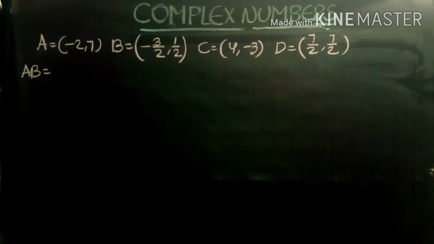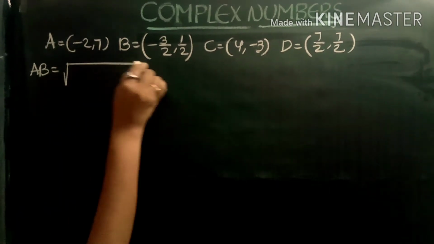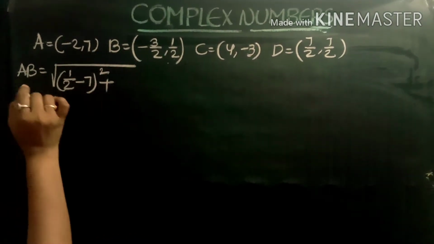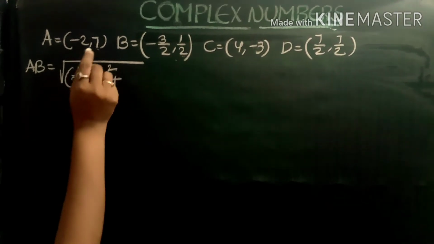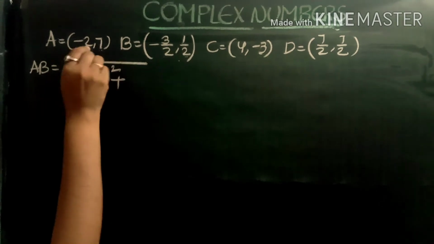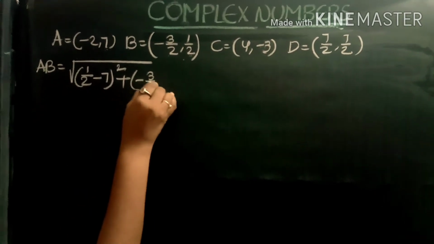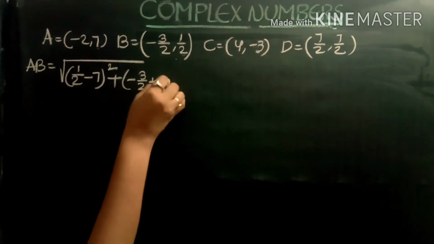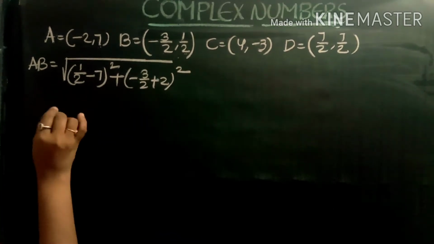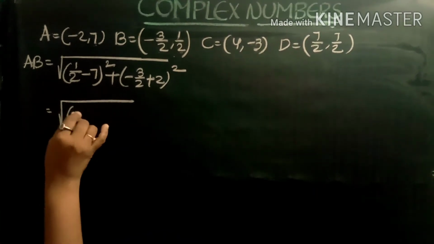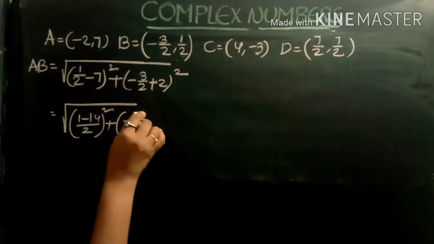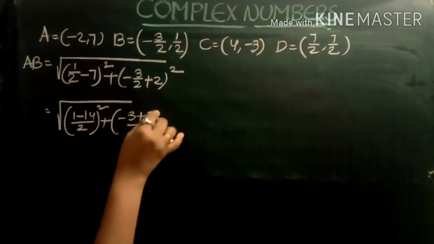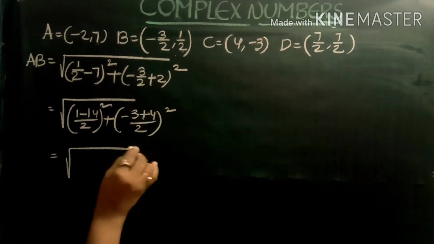First finding the AB distance value. AB is equal to the square root of (y2 minus y1) whole square, that is (1/2 minus 7) whole square, plus (x2 minus x1) whole square, that is (-3/2 minus (-2)) whole square. This is equal to, taking LCM, (1 minus 14 by 2) whole square plus (-3 plus 4 by 2) whole square.